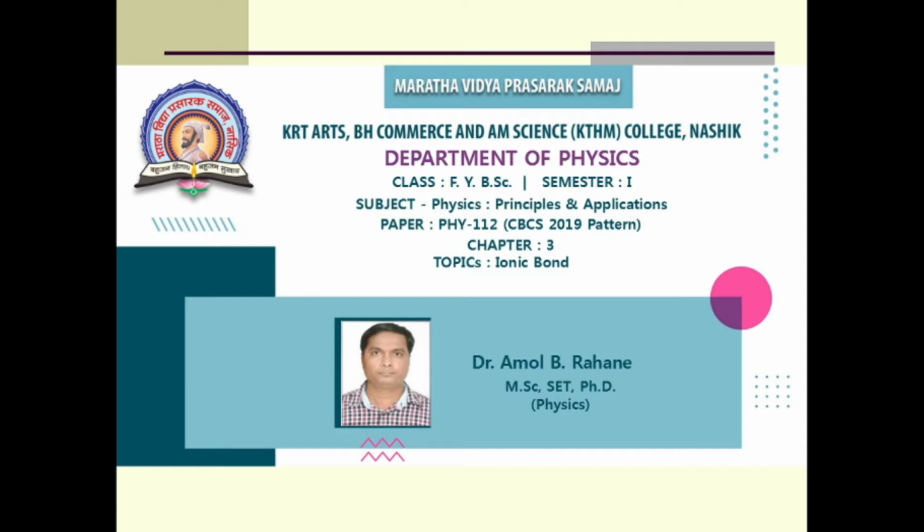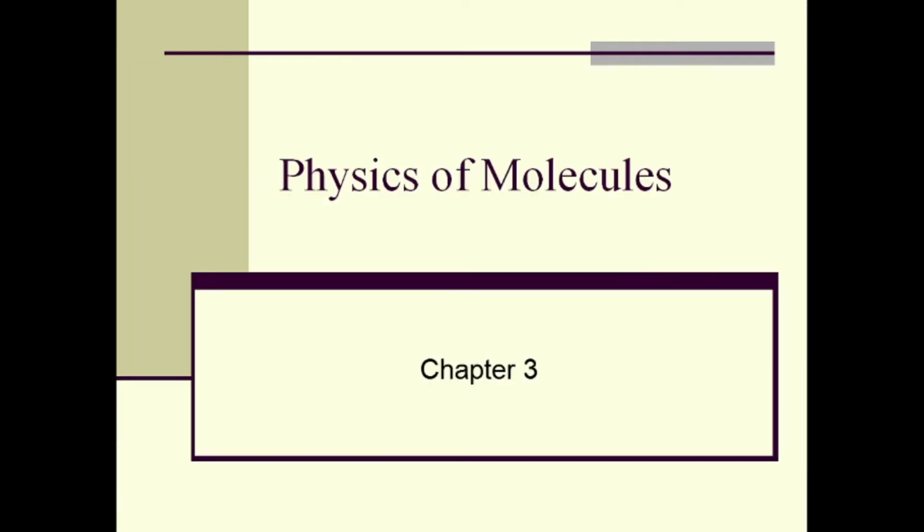In the previous lecture, we studied different bonding mechanisms and what is meant by a chemical bond. We also studied the forces between two atoms: when two atoms come closer, what are the forces and what is the potential energy? We studied the potential energy curve, and derived the expression for the internuclear separation between the two atoms, that means R equilibrium. So, we are studying the third chapter, physics of molecules.